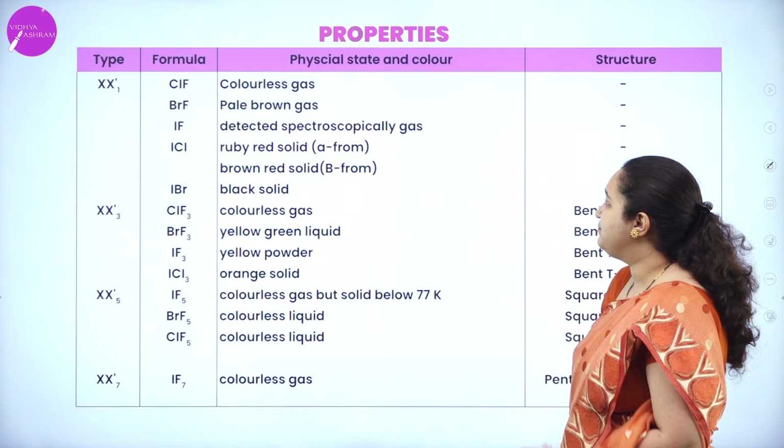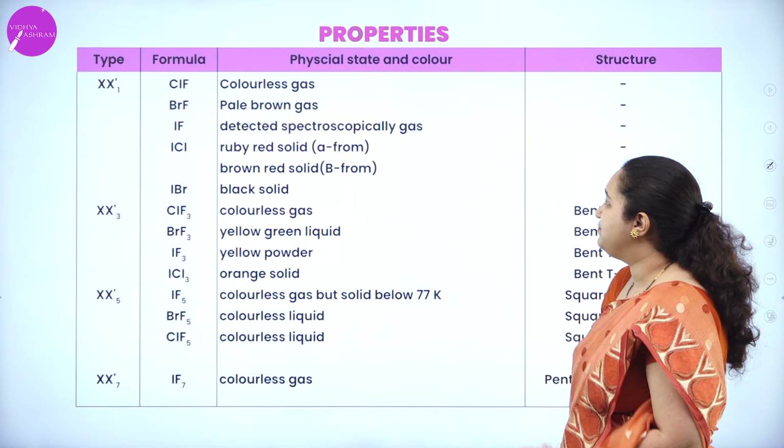Next we have XX-3. We have 4 types. In that, the first one is a gas, but from bromine onwards, bromine is a liquid, but iodine is a solid. And the structure is bent T shaped. Next we have XX-5. We have 3 types, that is IF5, BrF5 and ClF5. The first one is a solid, the other 2 are liquids, and all the structures are square pyramidal. Next we have XX-7, IF7, a colorless gas, with pentagonal bipyramidal structure.